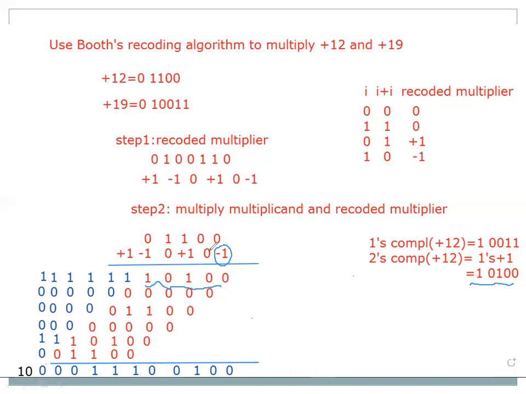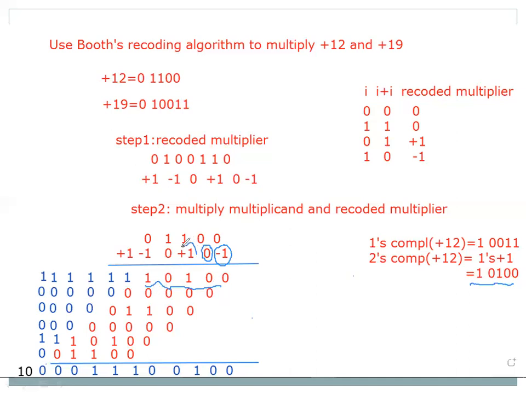So next you are going to take the next recorder multiplier value. What is your next recorder multiplier value? It is 0. So 0 into anything is 0. So you are going to fill this row with 0. You are writing 5 zeros here because in the multiplicand you have 5 bits. Therefore you are writing 5 zeros here.